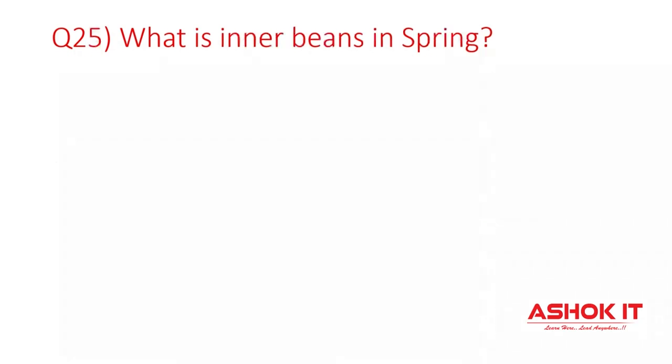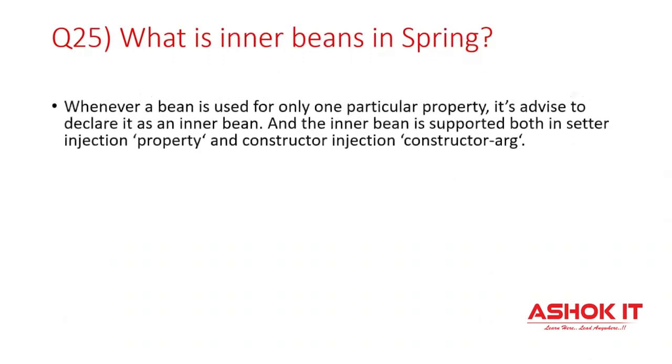Question 25. What is inner bean in Spring? The name indicates defining one bean inside another bean. It's not reusable, but it's fast in execution. We'll write a bean tag, property tag, and inside that again a bean tag. Or else we can write a constructor-arg and inside the bean tag. We can implement this by using setter injection with the property tag, and constructor injection with the constructor-arg tag.